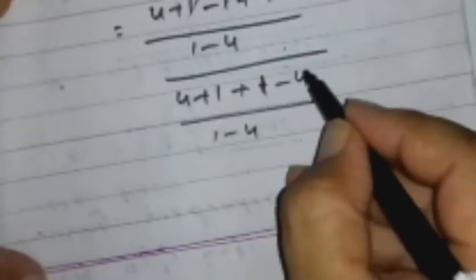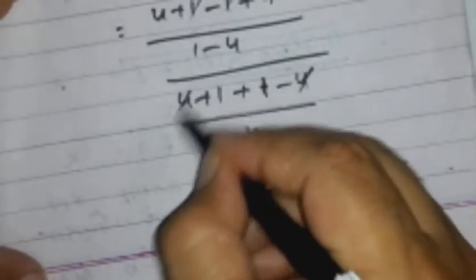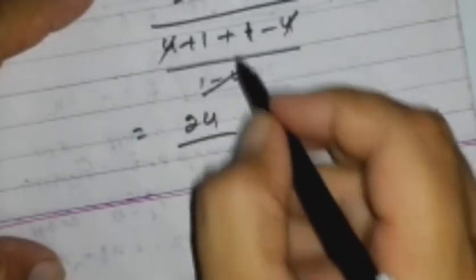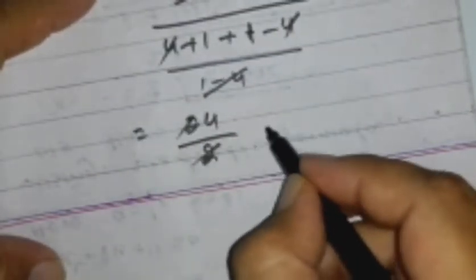Now look, this minus 1 cancels with this minus 1, and this minus u cancels with this u, this 1 minus u cancels with this, so here we get 2u, and in the denominator we get 2. This 2 cancels with this, we get u. So the value of f of g of u is u.